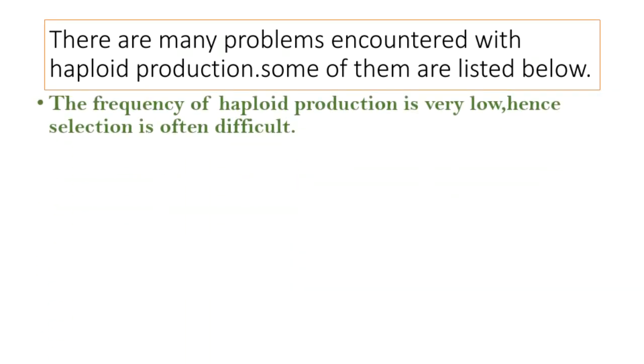First one is the frequency of haploid production is very low, because it's a very lengthy process, or it's in vitro culture. It takes a very long time to produce, so it is kind of difficult. So haploid production is very low, hence selection is often difficult. Selection of successful haploid plants might get more difficult.